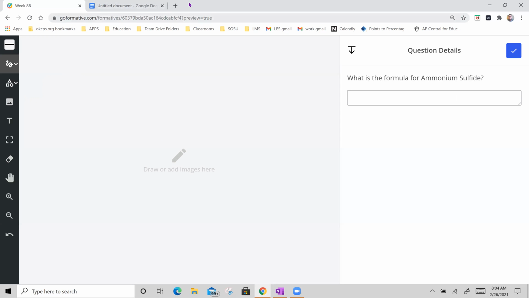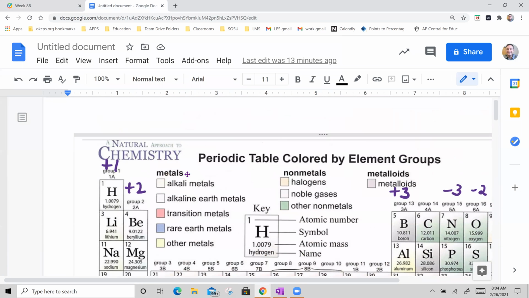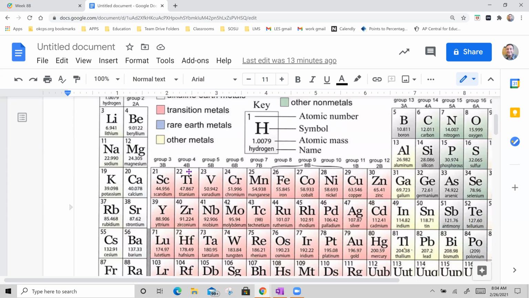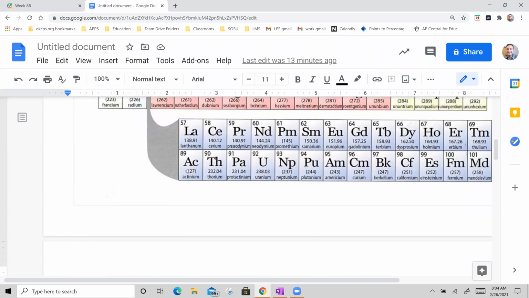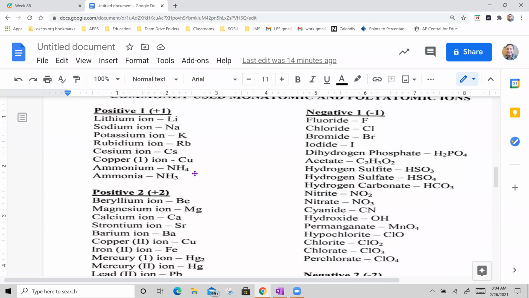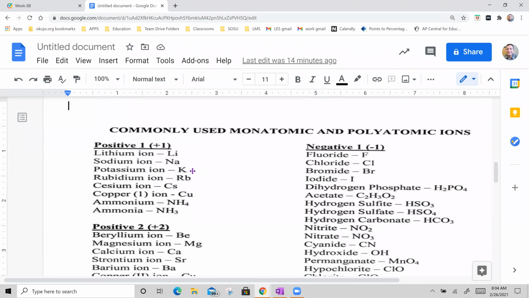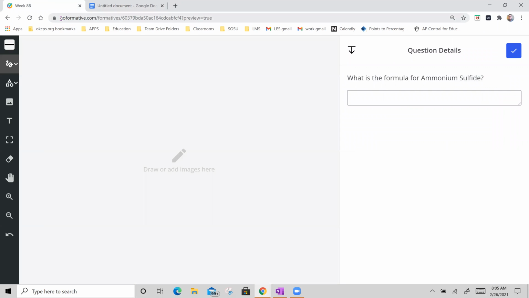The other thing you're going to need to know is what is ammonium. Now, if you look at your periodic table, you're going to say, I don't see ammonium on here. That's true. That's absolutely true, because it's not on your periodic table. That's because it's a polyatomic ion. If you look right here under the positive 1, you have the ammonium ion, NH4. It's really one of the only polyatomic ions that we're going to use. So NH4 is ammonium, and we know the formula for ammonium is NH4.